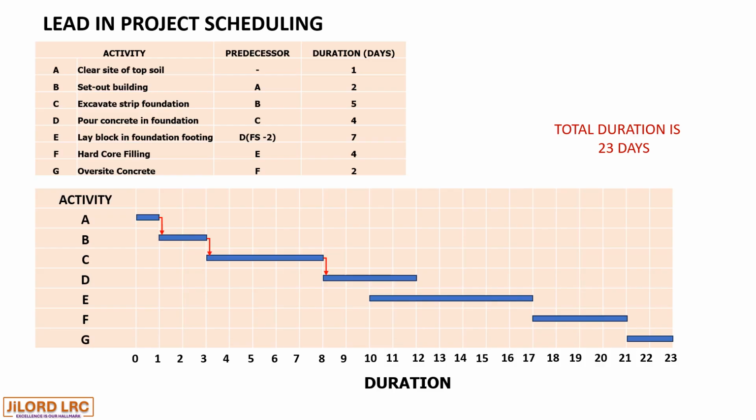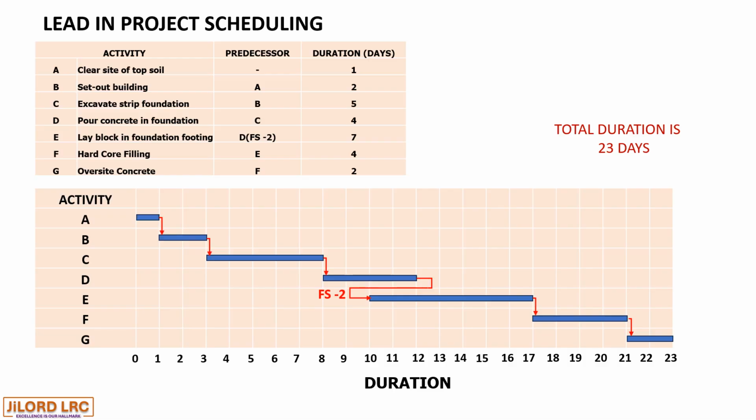and D precedes E, but with a lead of 2 days, as we can see, and E precedes F, whilst F precedes G. So there's a total of 23 days being the duration of the project.